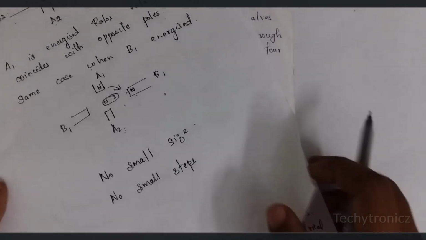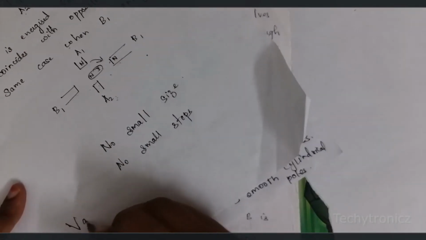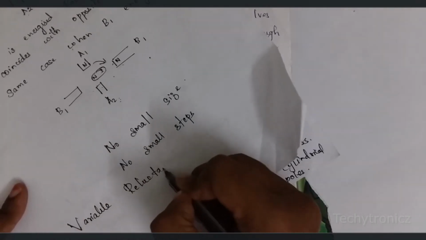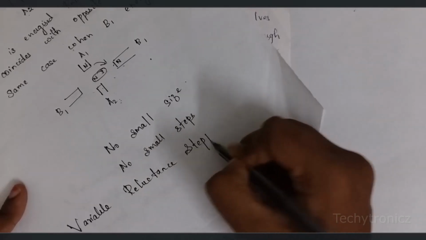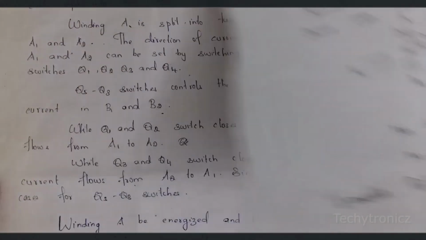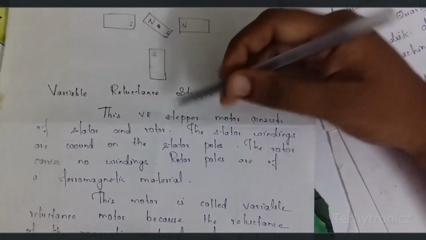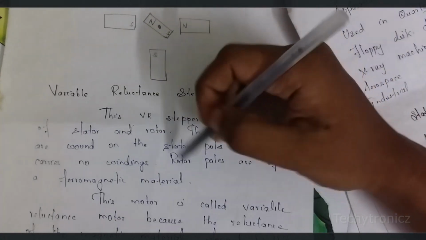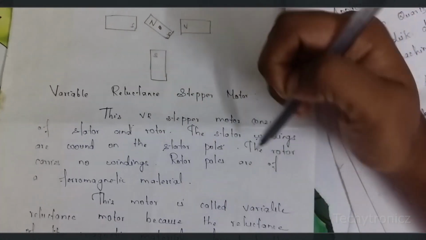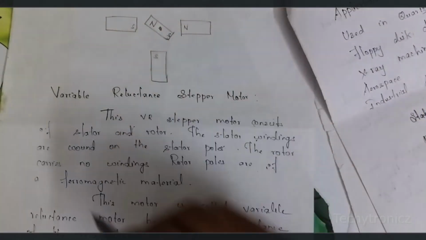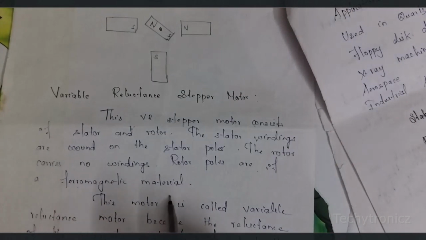Okay, the next one is the variable reluctance stepper motor. In the variable reluctance stepper motor, it is almost the same as the permanent magnet stepper motor. So here also we have a stator and rotor. The stator windings are wound on the stator poles, and the rotor carries no windings. Here the rotor poles are constructed with ferromagnetic material.